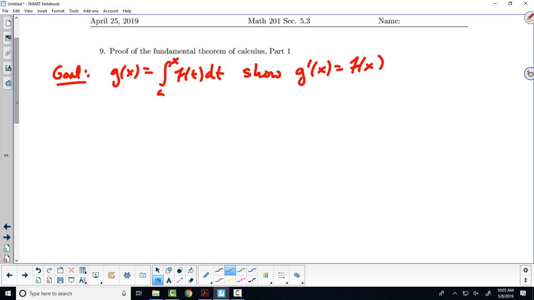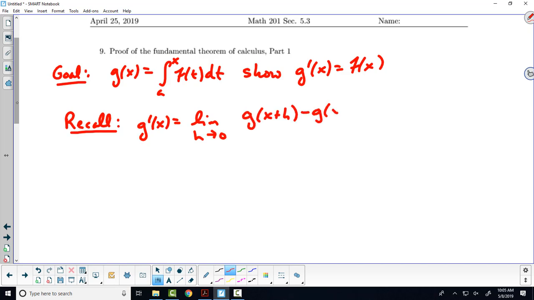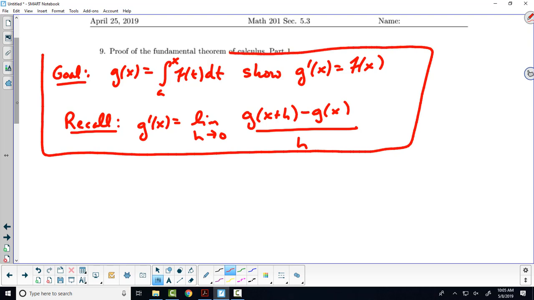Let's return all the way to the first unit, maybe the second unit of this course. Recall that g prime of x, or the derivative of any function, is what? It's the limit as h approaches 0 of the difference quotient. Right? So we're going to have to return all the way back to the difference quotient. Okay. So this is our goal. We need to do this to do the proof of the fundamental theorem.